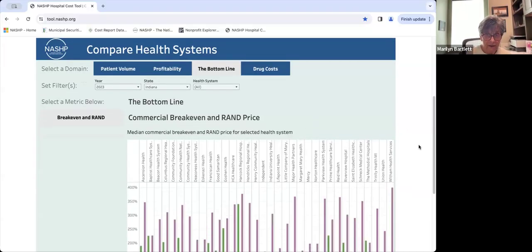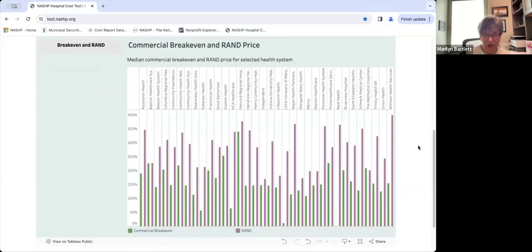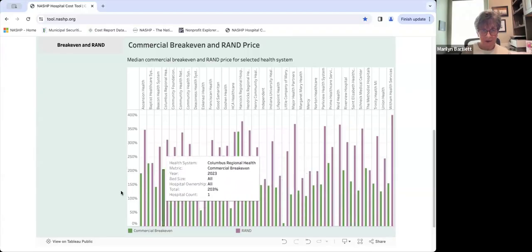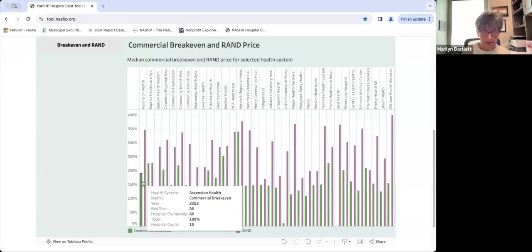For Indiana, you're able to see across the top here, and this chart's going to be pretty populated because there are these many systems in here. But you could look over here and you can see with Ascension, the median commercial price is 346% of Medicare. And you're going to see that the commercial break-even is 189.